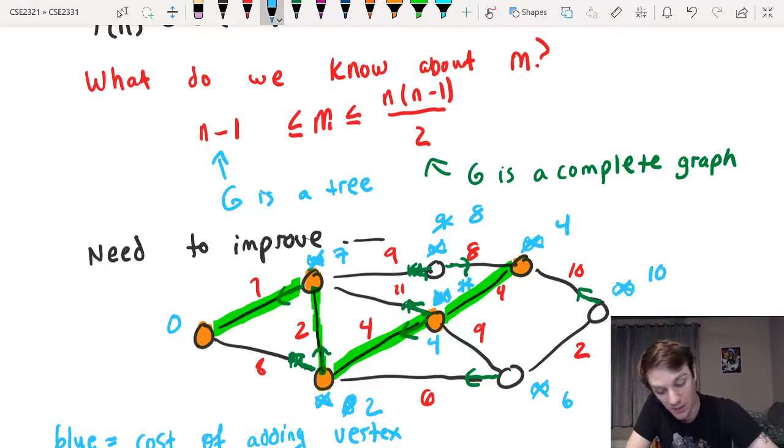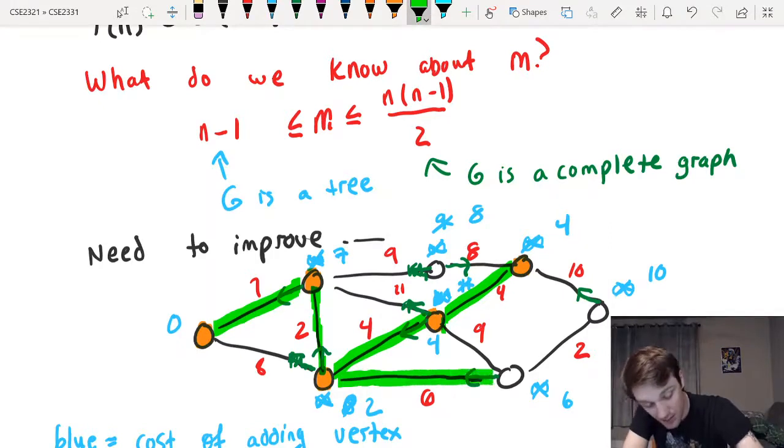I now look for the minimum edge. I have 8, 6, and 10. Winner of that bout is 6. So I add it using the path that had the parent. Add it to the graph. Update everything adjacent. I already have this one added. I need to update here. Need to update this one to be 2.